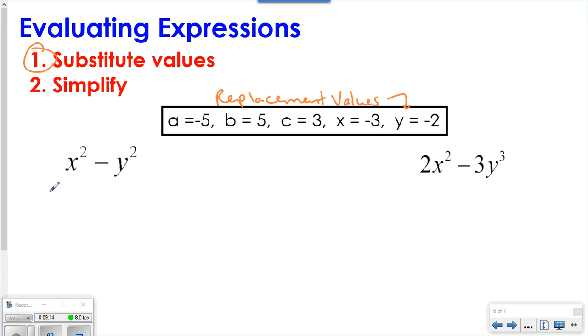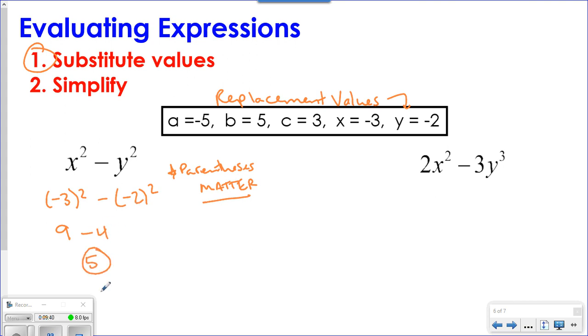So my first step here is going to be x squared, so negative 3 squared. Make sure you use parentheses because I want to square negative 3. Then we have negative 2 squared. So the parentheses matter here. Those are very important. And I'll be on you guys all year about those parentheses. So this is negative 3 times negative 3, so that's 9. And then negative 2 times negative 2 is 4. So here we get 5 is our final answer. Go ahead, pause the video, and try the next one.